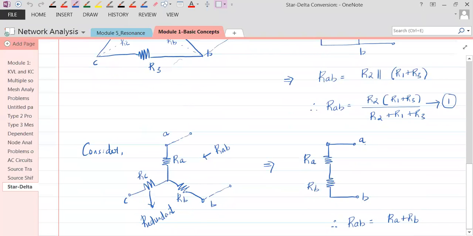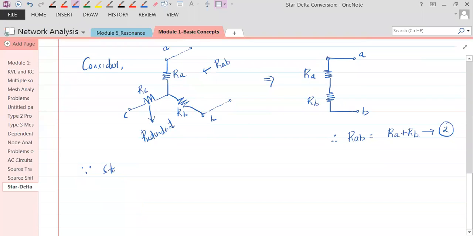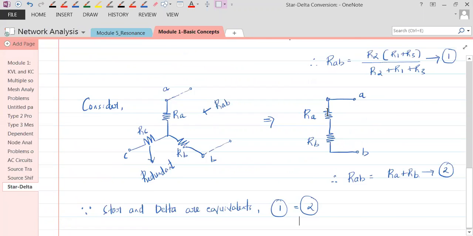call this as equation number 2. Since star and delta are equivalents, equation 1 is actually equal to equation 2. So RAB that we have got from star is equal to RAB that we have got from delta.